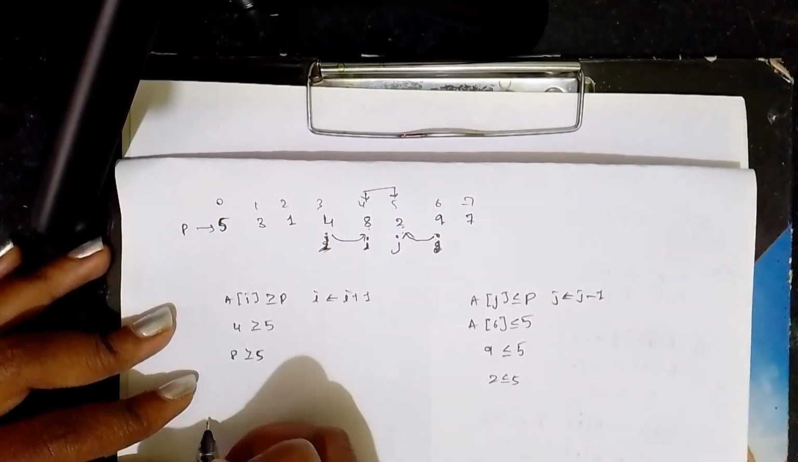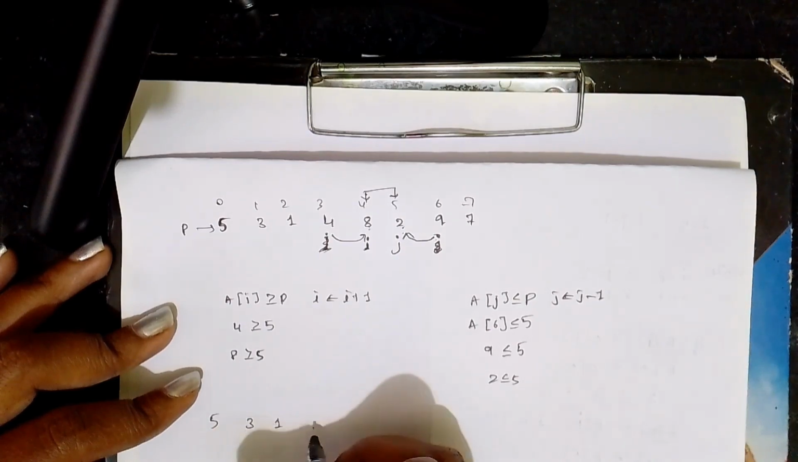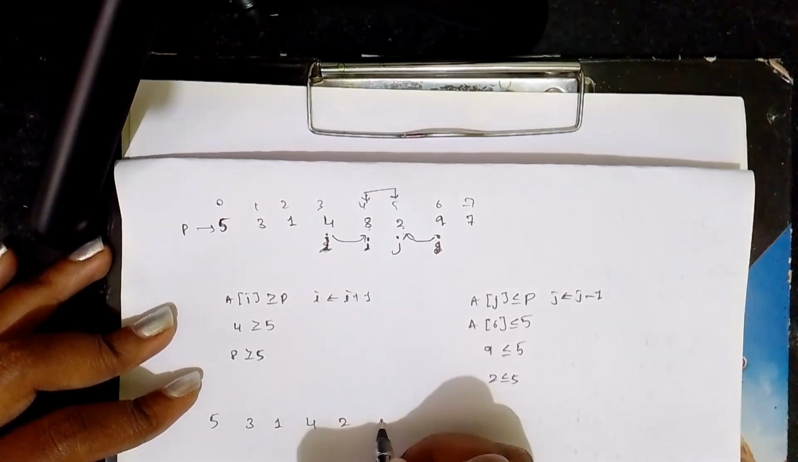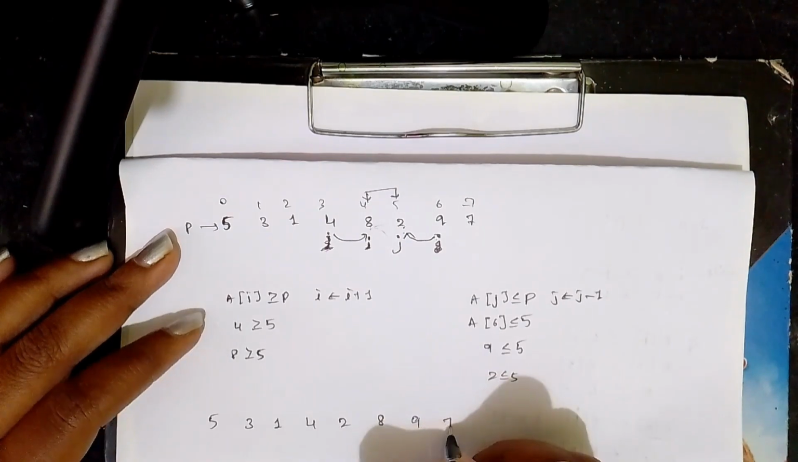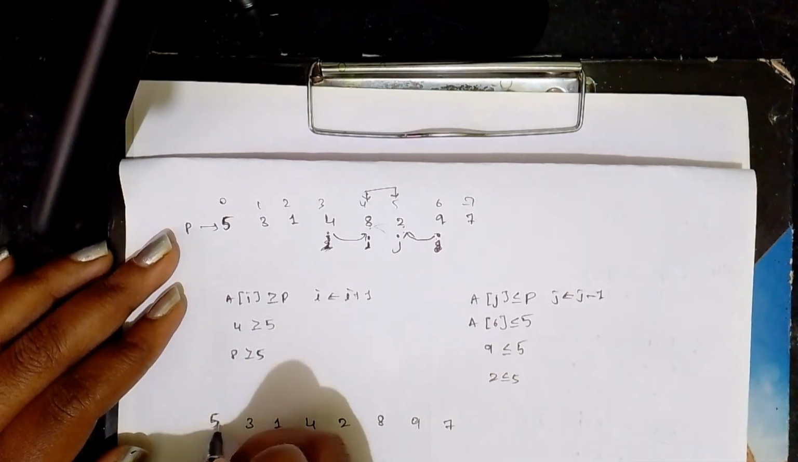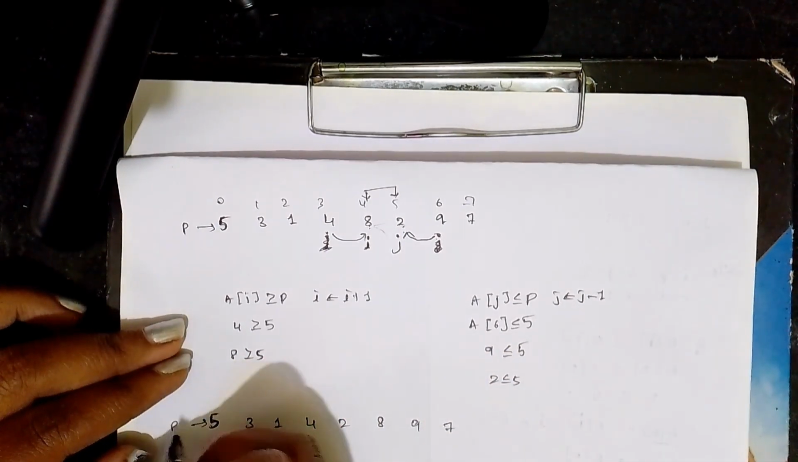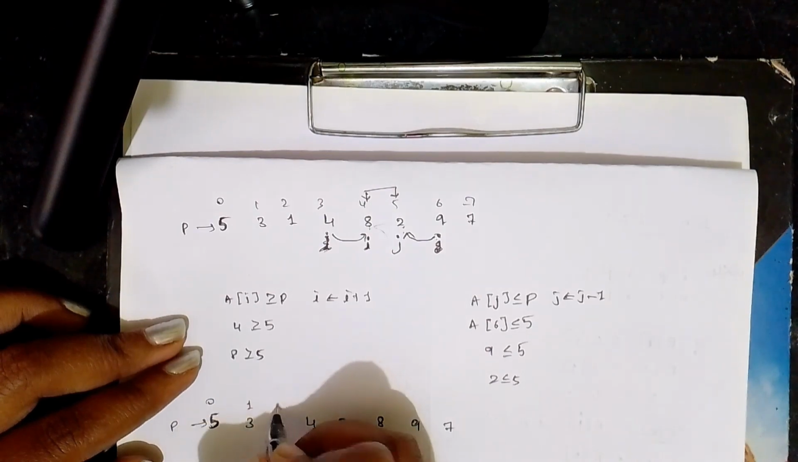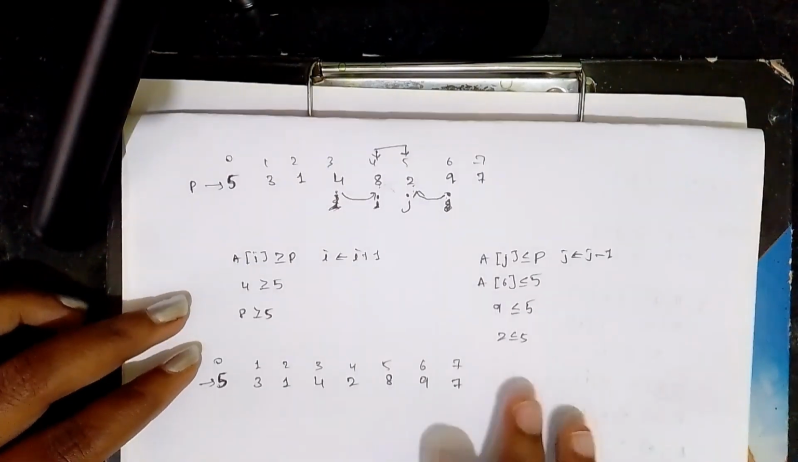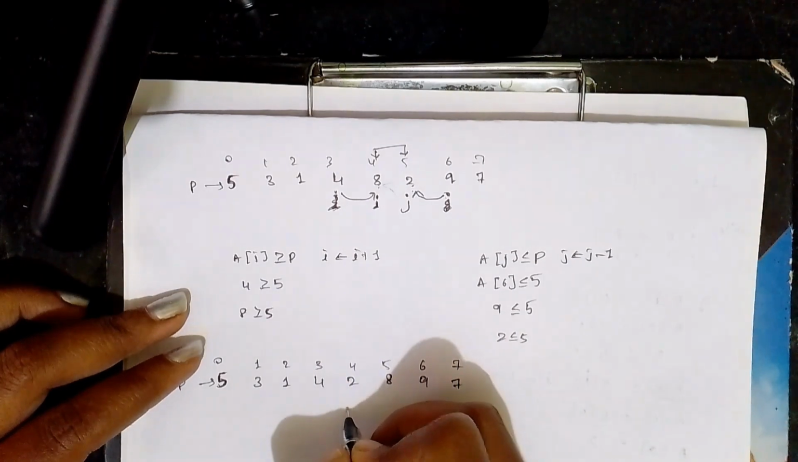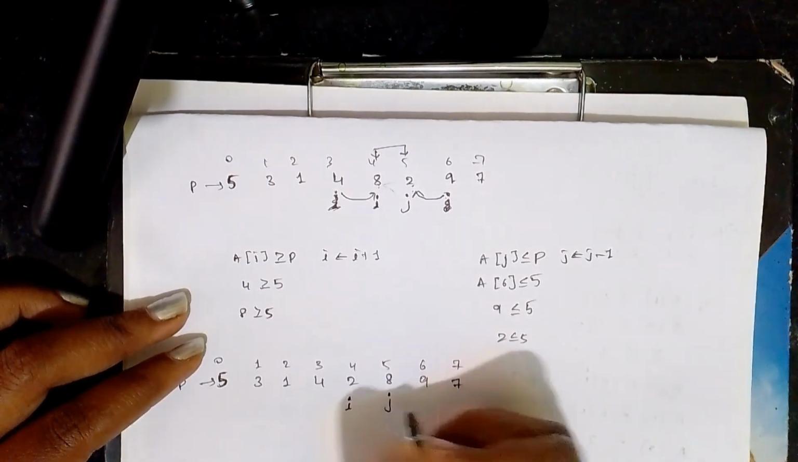We will get 5, 3, 1, 4, 2, 8. I have swapped these two elements, 9, 7. Okay. Pivot is still here. It has not got its position. Now I am going to repeat the same step. i has stopped here and j has stopped here. Right.